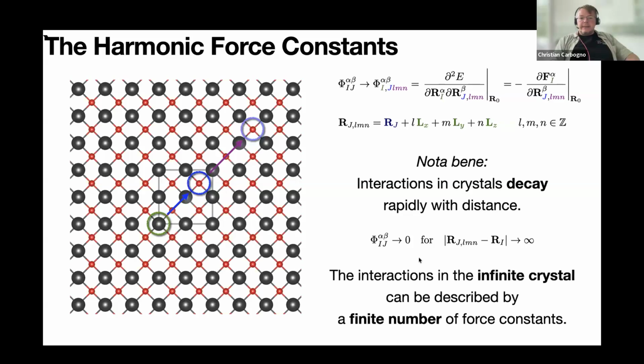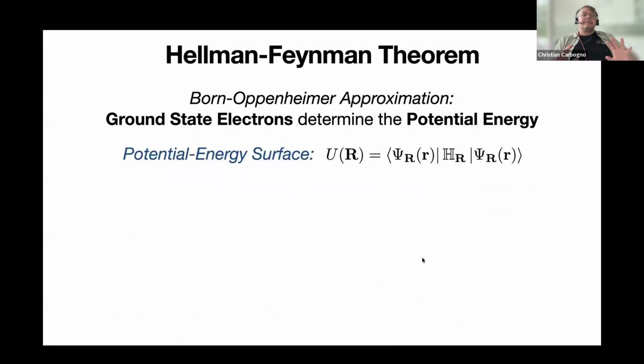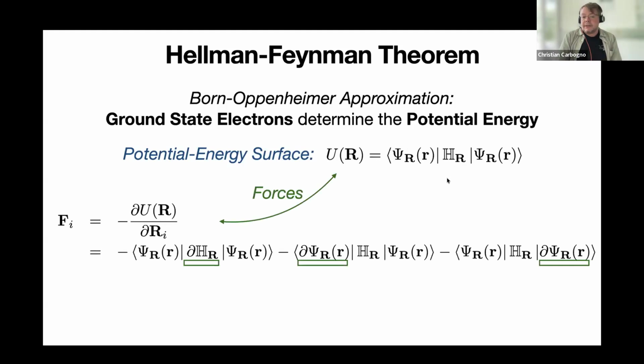Good. So, where were we? How do we calculate energy and forces and Hessians in density functional theory, or more generally, even in quantum mechanics? You know that in quantum mechanics, your potential energy is given by the expectation value of your Hamiltonian with respect to the wave function at fixed nuclei. If you now want to calculate forces, what you need to do is take the derivative of this potential energy surface.